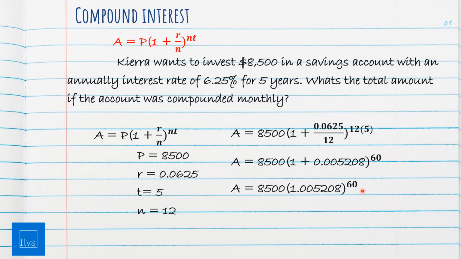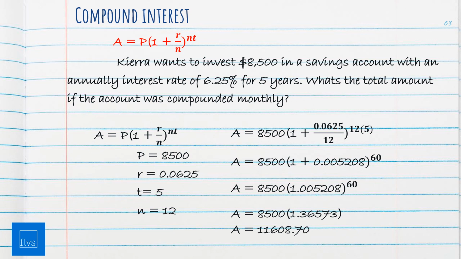So now we're going to take care of the power. So when we take 1.005208 to the power of 60, we get 1.36573. And I rounded to 5 places. Like I said, when you're working it out, just keep the numbers in the calculator. Then multiply it by 8,500. That's your very last step, multiplying it by the 8,500.